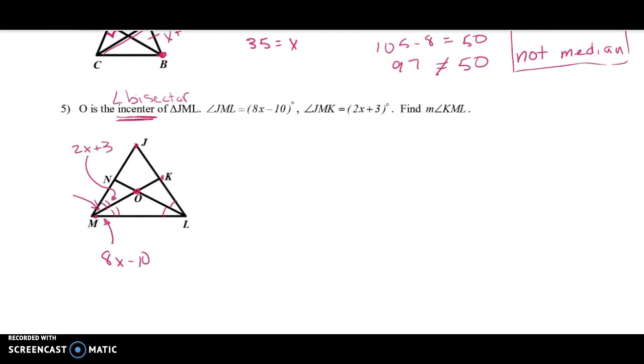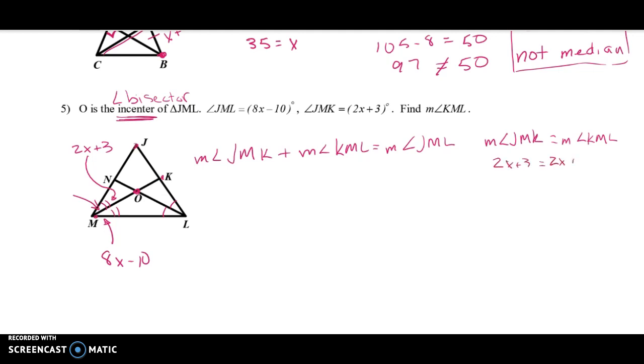So I do know that angle JMK plus the measure of angle KML equals the measure of angle JML. And I also know that the measure of angle JMK equals the measure of angle KML. I don't need both of these because if I plug in to this one, all I know is 2x plus 3 equals 2x plus 3. Don't be fooled. That doesn't help you one bit.